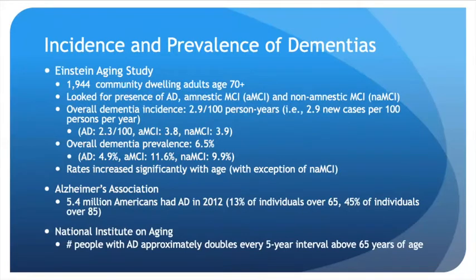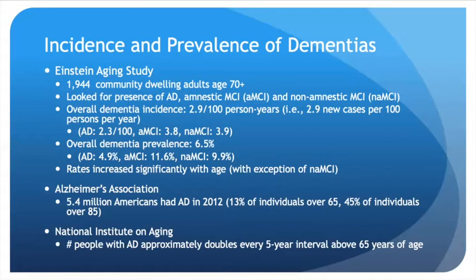So, incidence and prevalence. There was an important study, the Einstein Aging Study, which was a longitudinal study of 1,944 community-dwelling adults, age 70 plus. They were looking for the presence of Alzheimer's disease, amnestic mild cognitive impairment, and non-amnestic mild cognitive impairment. And they found that the overall dementia incidence was 2.9 per 100 person-years, or about 2.9 new cases per 100 persons per year.